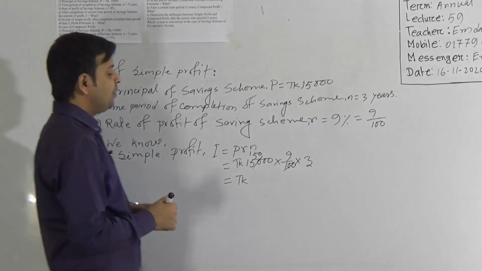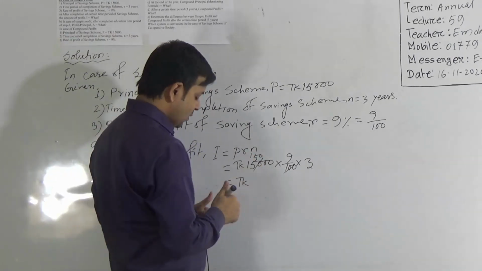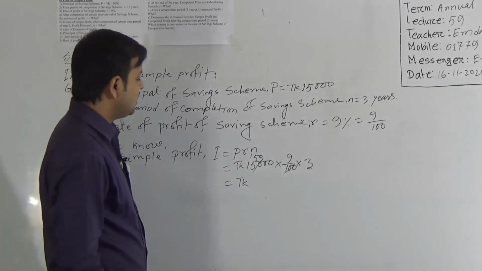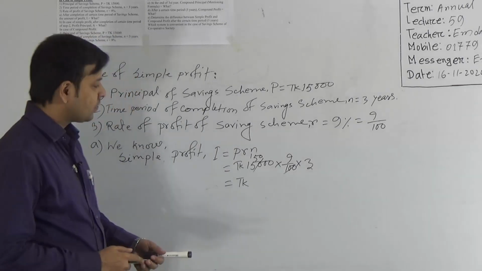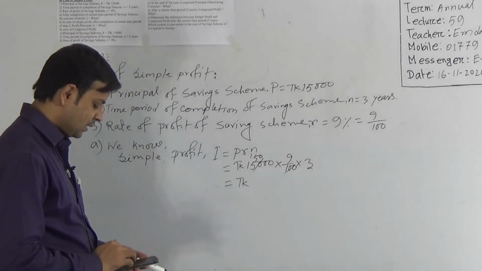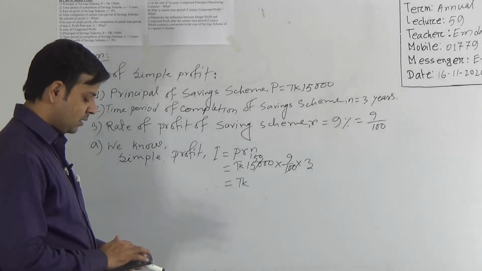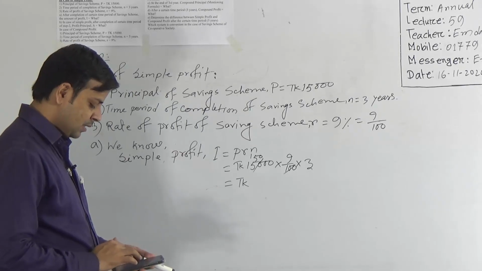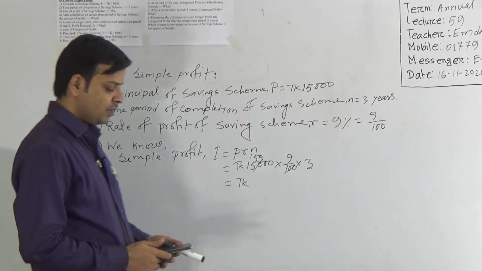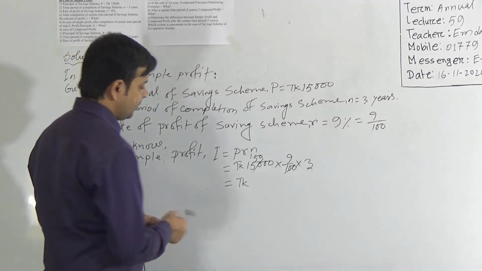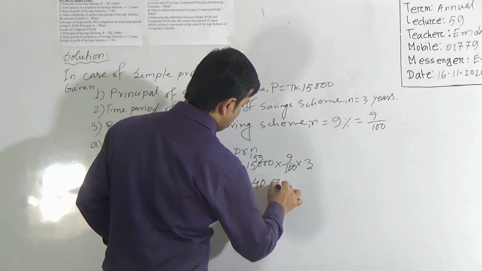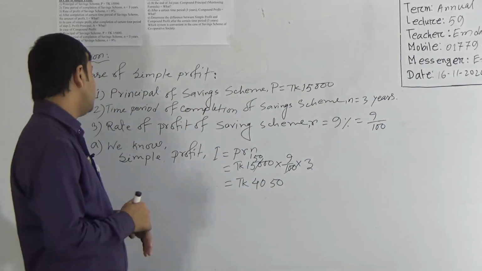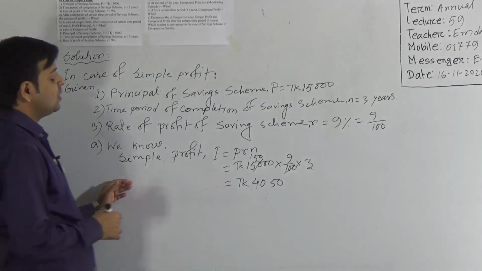So now if we multiply 150, 9 and 3, what will we get? If we multiply 150, 9, 3, we will get 4050 taka. So this is our simple profit.